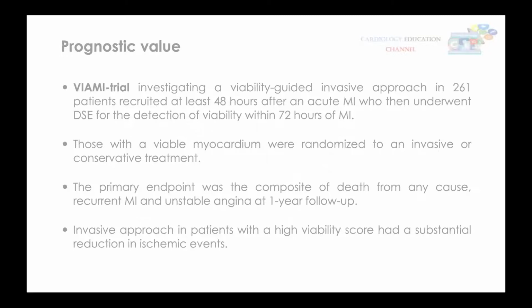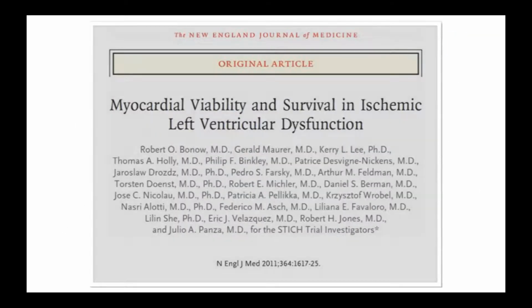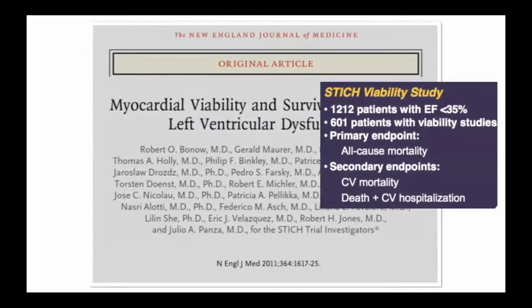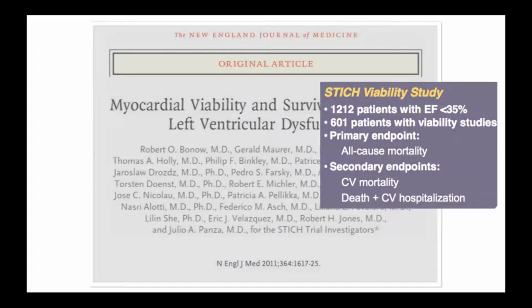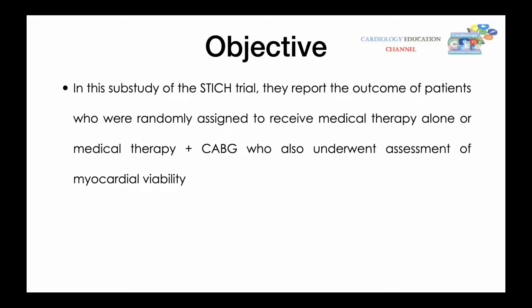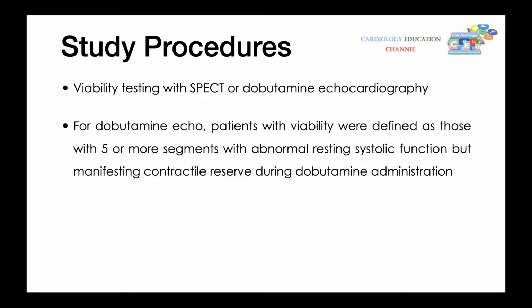To make the issue more complex, there is the STICH trial, and the STICH viability sub-study that took patients from the STICH trial who had done a myocardial viability test, either by SPECT or by dobutamine stress echocardiography. This is a sub-study, either going with medical treatment or with CABG. For dobutamine echo, patients with viability were defined as those with 5 or more segments with abnormal resting systolic function but manifesting contractile reserve during dobutamine administration.